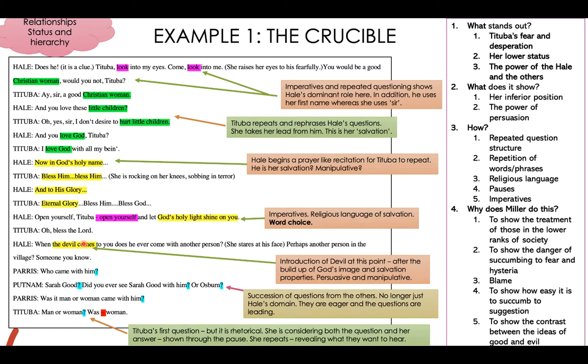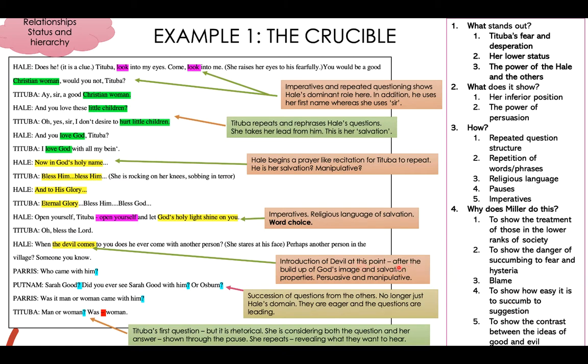And then we have the introduction of the devil at this point. So we've gone back to word choice. So the devil and this religious imagery is introduced here at this point. So he says, "When the devil comes to you, does he ever come with another person?" Now he pairs this with a question. And again, it's very manipulative, and it's down to what was said over here about the power of suggestion and how easy it is to succumb to this, especially for somebody like Tituba, who is desperate. She's at the bottom of this hierarchy. She's desperate to save herself because she knows what will happen if people feel that she is guilty of witchcraft and she's led these young girls astray.